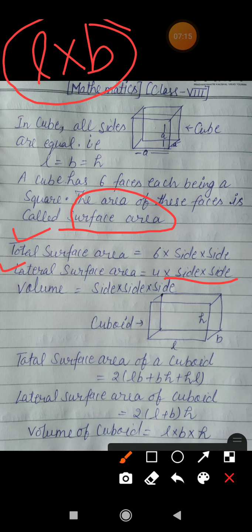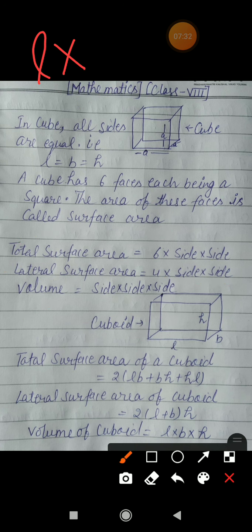Now we have to explain the volume of a cube. So volume is equal to side into side into side. This is the formula to calculate the volume of a cube. Do you understand? You have to write all these formulae in your notebook and learn them, because this is highly important for your exam and also for this exercise.